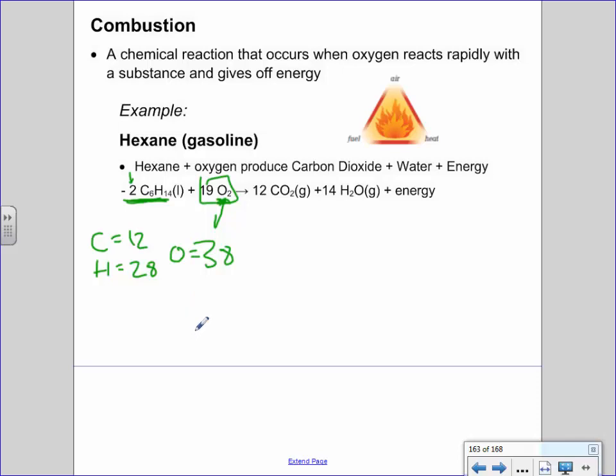This is a really common PAT question. They would give you a chemical equation, and they would then say, how many of each atom is there? And you'd say there are 12 carbons, because 6 times 2 is 12. You'd say there are 28 hydrogens, because 14 times 2 is 28. And you'd say that there's 38 oxygens, because 19 times 2 is 38.